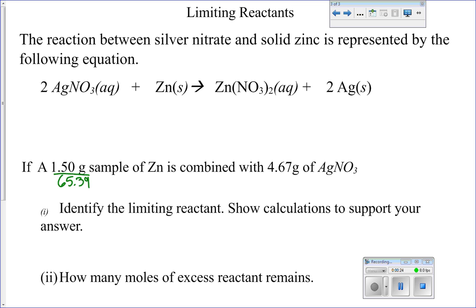I see that I have 0.0229 moles of zinc. And then I'm going to do the same thing with AgNO3. If you add up AgNO3's molar mass, it equals 169.87. So if I then divide that out, I get 0.0275 moles of AgNO3.